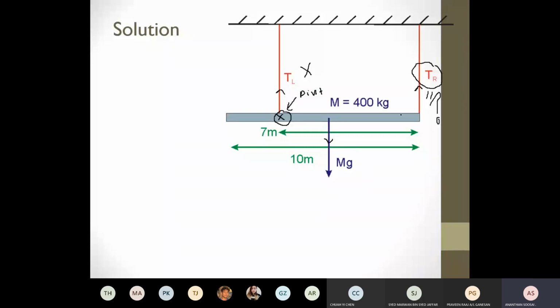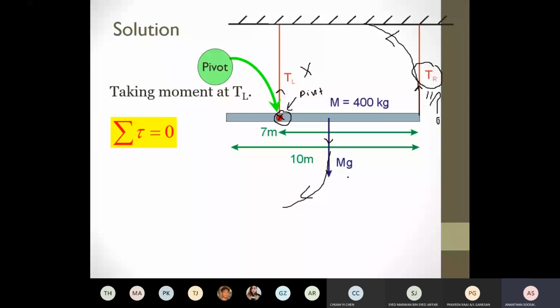So the moment caused by TR is a counterclockwise moment about this pivot, and Mg is a clockwise moment. You can get the answer. Yes, net torque is 0. So we're taking moment at that point as the pivot because we don't want the TL to appear. This is the working, right?